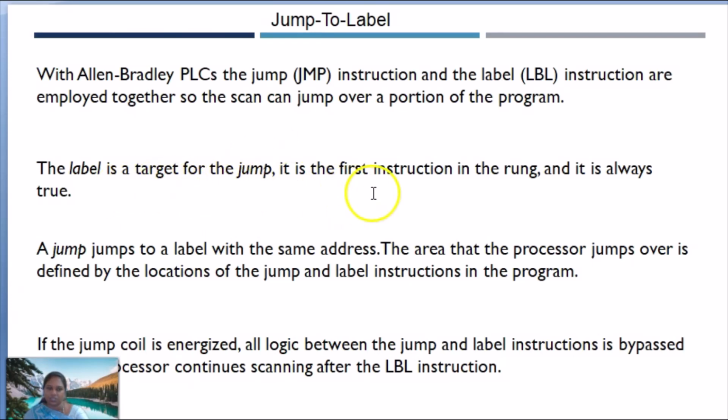It is the first instruction in the rung and it is always true. A jump jumps to a label with the same address. The area that the processor jumps over is defined by the locations of the jump and label instructions in the program.